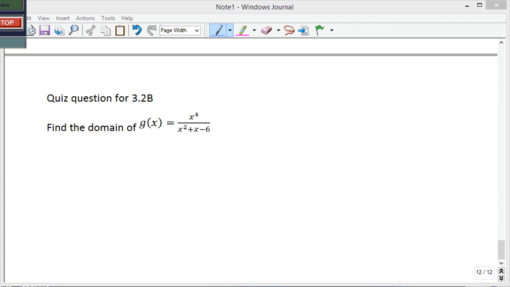All right, here's your quiz question for 3.1. That should be a 3.1b. Sorry about that. 3.1b. So there's your question for the quiz. Write it down and give me the domain for that.